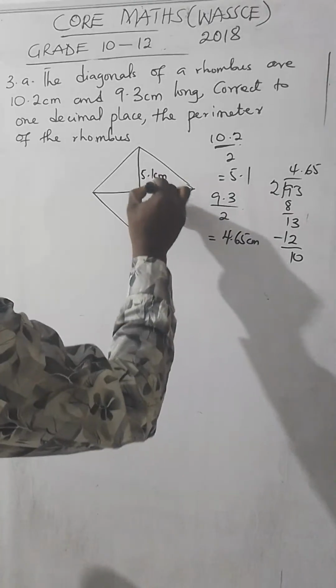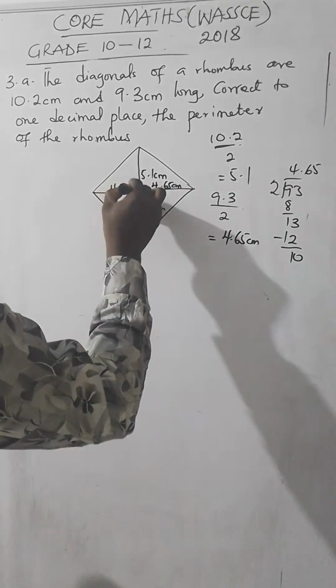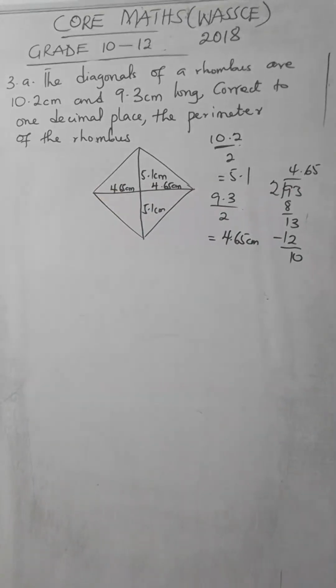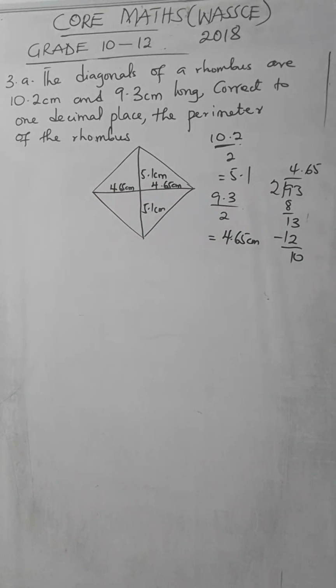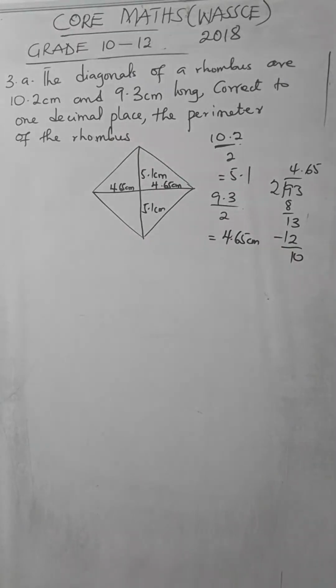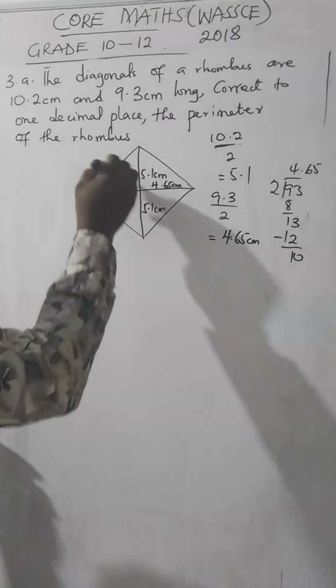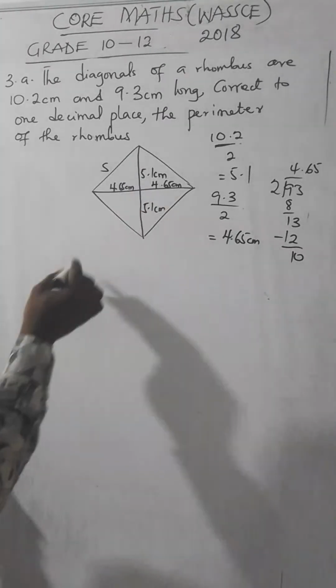So meaning here is 4.65 centimeters. Okay. So that is what we're using. So now we need to find the one of what? The side of the rhombus. One of the side of the rhombus using Pythagoras theorem. So I can put here S.